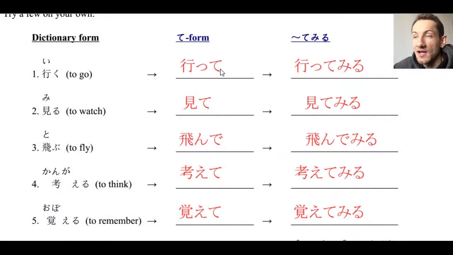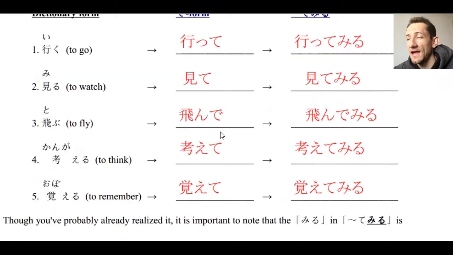All right. Number 1, we have iku. So of course we get itte miru. Number 2, miru, mite miru. Number 3, tobu, tonde miru. Number 4, kangaeru, kangaete miru. And the last one, number 5, oboeru, oboete miru. And that's it. So it shouldn't pose too much of a challenge. Again, just conjugate to the te form and add miru.